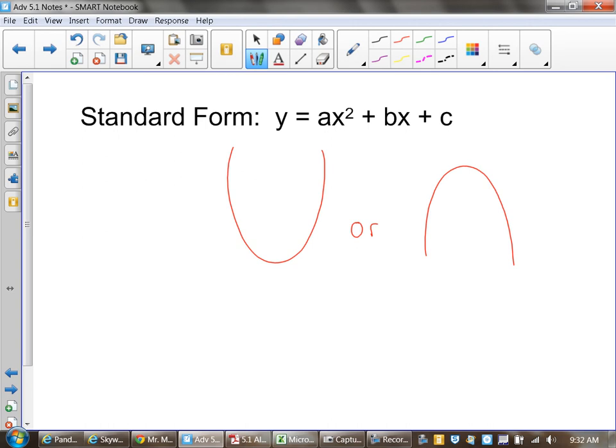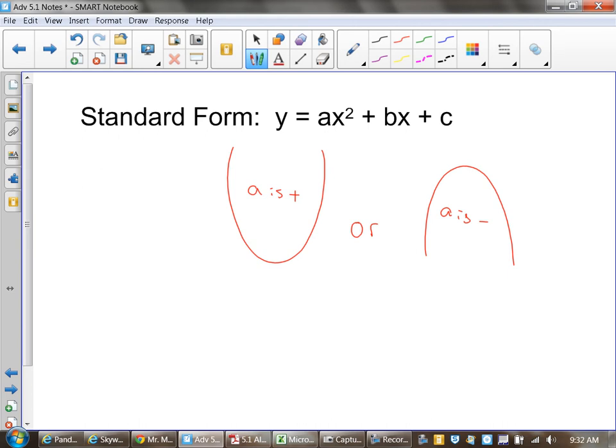Now, the one way to know whether or not it's up like a cup or down like a frown is by what do you think? A. If a is positive, it's up like a cup. And if a is negative, it's down like a frown. That's a real obvious way of remembering it.